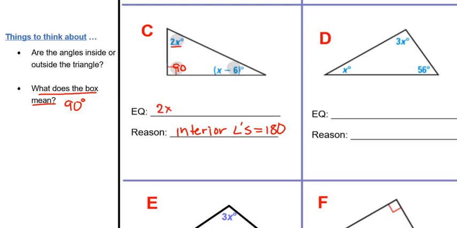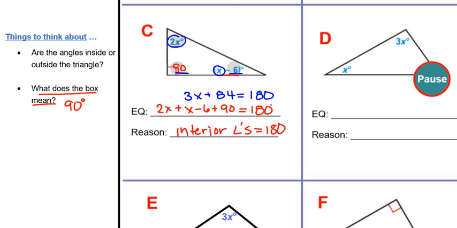2x plus x minus 6 plus 90 equals 180 degrees. Remember, if you want to do a little mental math, you can take the 2x and the 1x and make 3x. And then you can take the 90 minus 6, which is 84, and equal that to 180. Also an acceptable answer. I'm going to pause right here and let you set up D, and then we will come back and see how you did.